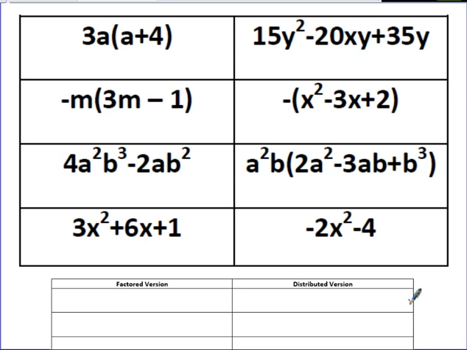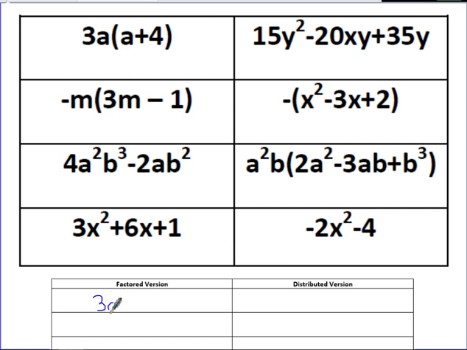In your notes packet, you have this table, and it says factored version and distributed version. These are the expressions that I want you to use there. So some of these have already been factored. Okay, and so you need to decide, should they go in this side of the table, or are they distributed and still need to be factored, and you would put them on this side of the table. None of them should be matched up, so none of them go directly across from each other, because what you're going to do is, like let's say 3a times a plus 4.